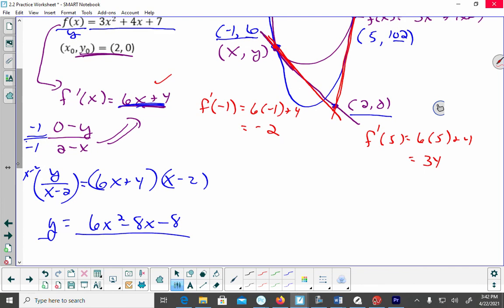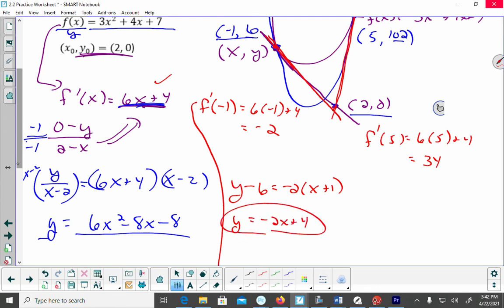Now let's write the equation. I'm a slope-intercept person, so we're going to zoom this out here. I'm going to do y minus 6 is equal to my slope times x minus the -1, so x plus 1. And that final equation is going to be y is equal to -2x plus 4, so that's one equation of a tangent line. And then the other one is going to be, oh no, sorry, y minus 102 is equal to 34 times x minus 5. And when I do that, I get 34x minus 68. So that's going to be the other one.